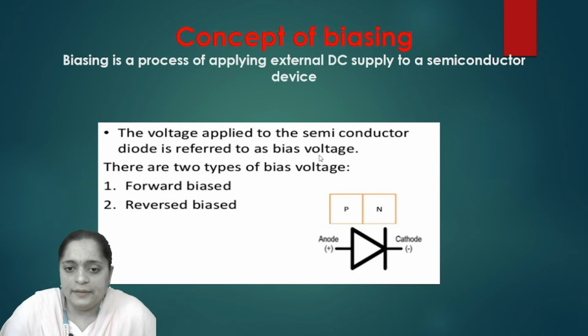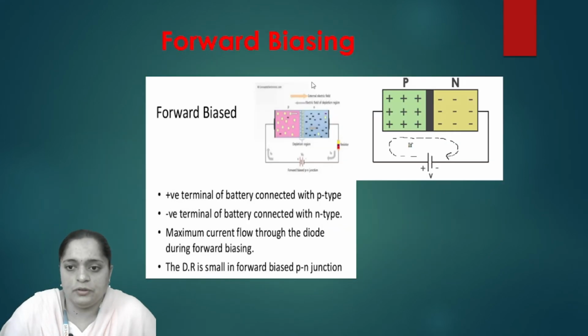Depending on the biasing, there are two types of bias: the first is forward biased and the second is reverse biased. The first type is forward biasing. What is actual forward biasing, and how does the operation take place? We will discuss that here. This is the best way of representing forward biasing.